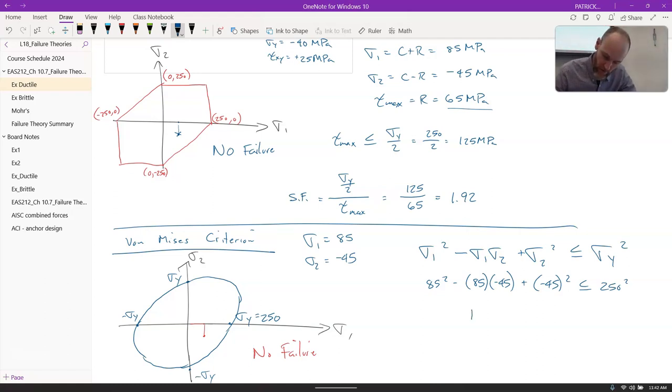You get 13,075 less than or equal to 62,500. Obviously, we meet that criterion, so it's just confirming that yes, we're within that envelope, we don't have failure.